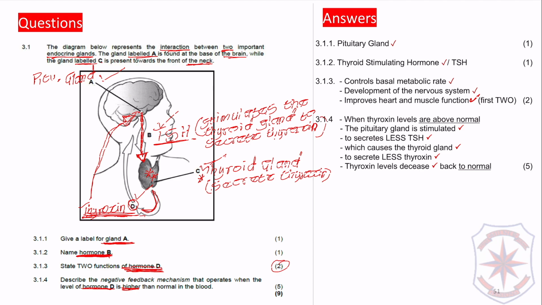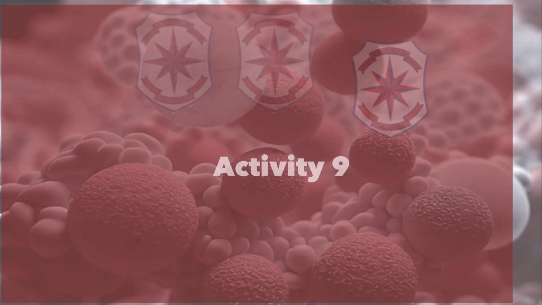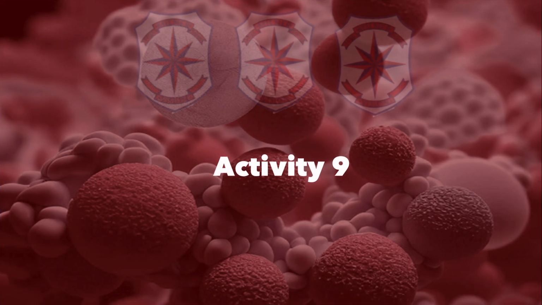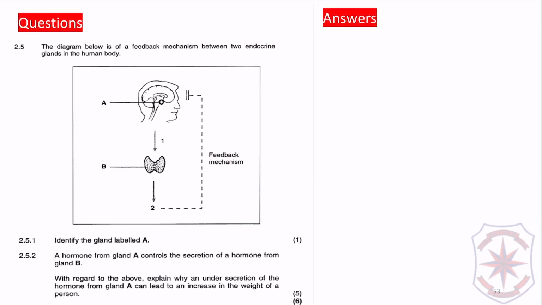Okay, let's look at the following activity. Activity number 9. All right, we have a similar type question. Let's read the statement. The diagram below is of a negative feedback mechanism between 2 endocrine glands. They do not mention what the 2 endocrine glands of the body are. Okay, we have gland A and gland B.